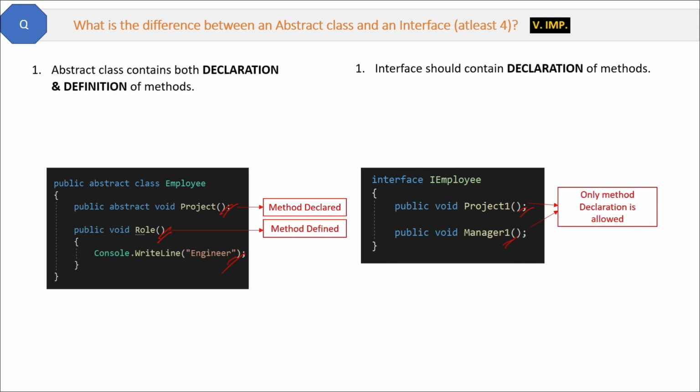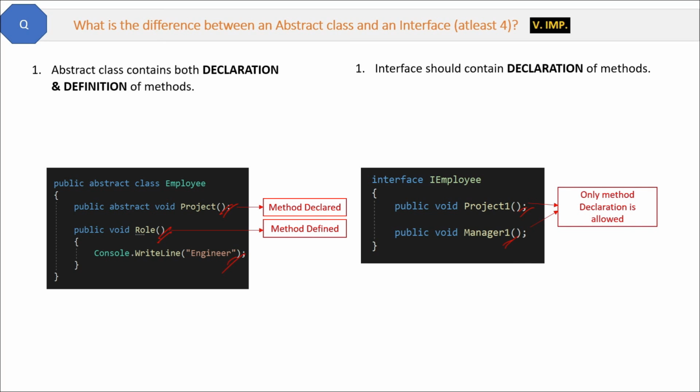Now, there is one very interesting point here. As per the latest versions of C Sharp, C Sharp allows you to define the body of the interface methods also. So method body is possible in interfaces. But why did Microsoft allow a body for methods in the interfaces?